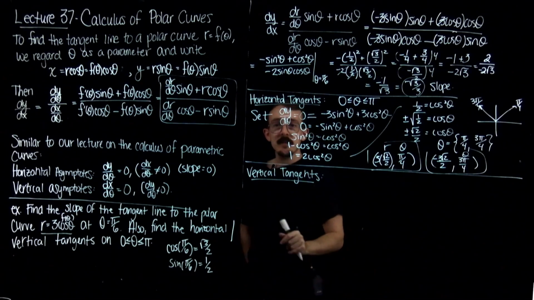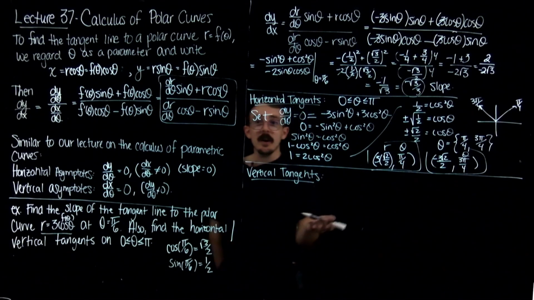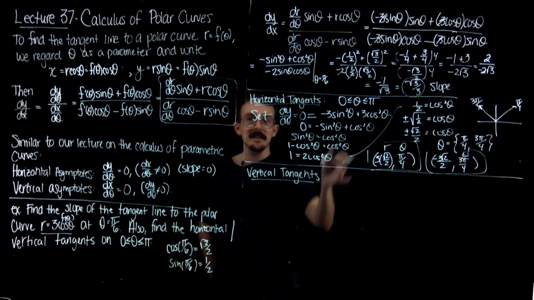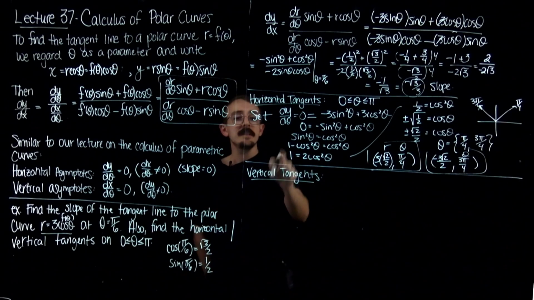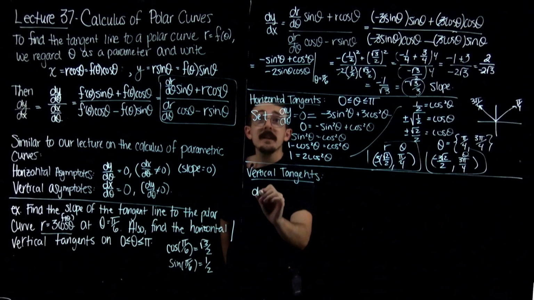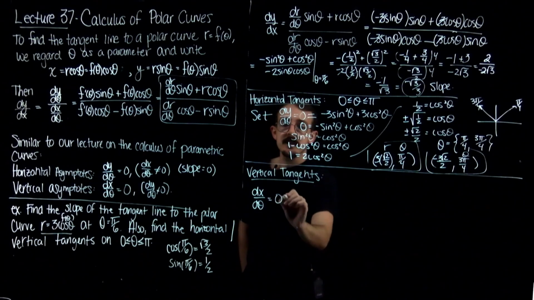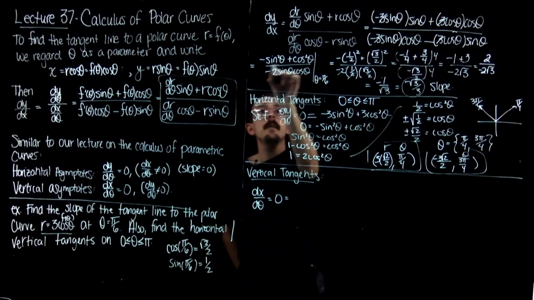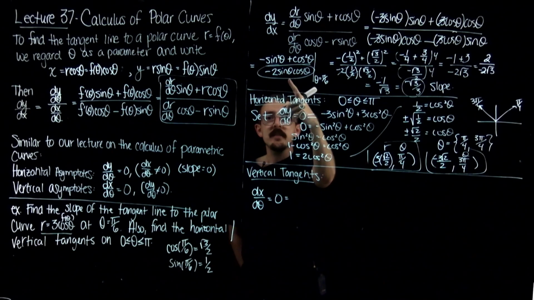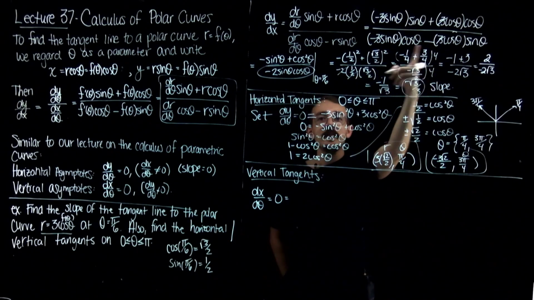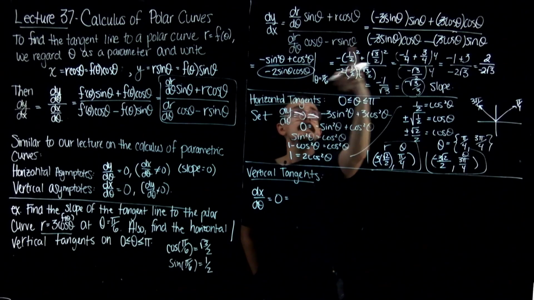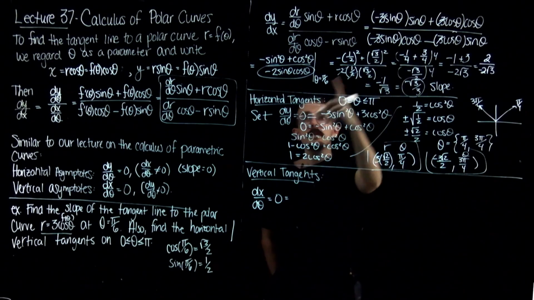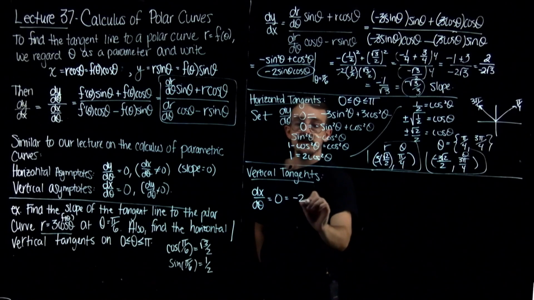We can do the same thing for the vertical. You should pause and try it if you haven't already, if that made sense, what I just did. But I'm going to go ahead and do this now. So what we need this time is dx d theta. That needs to be 0. Well, that means I'm going to set the denominator equal to 0. I'm going to use this simplified version of it right here, which is negative 2 sine theta cosine theta.